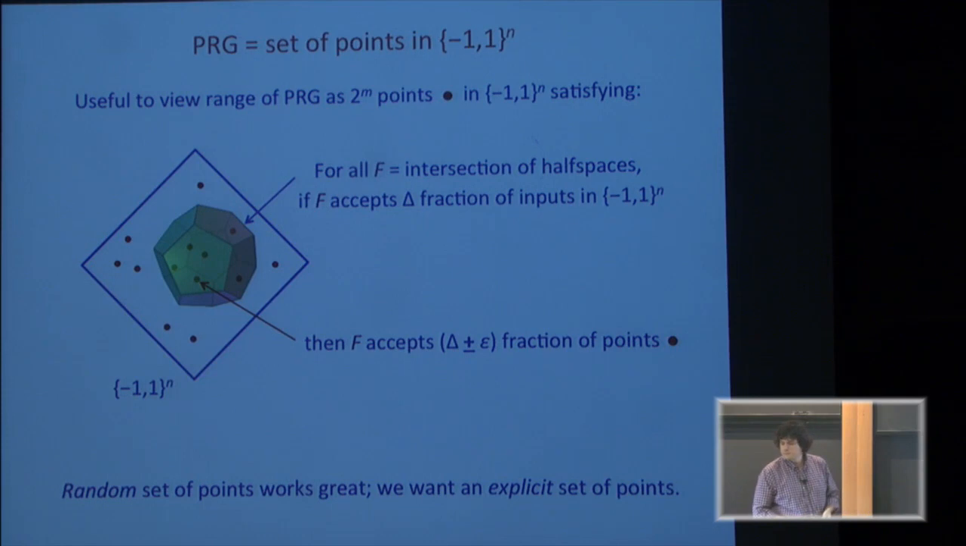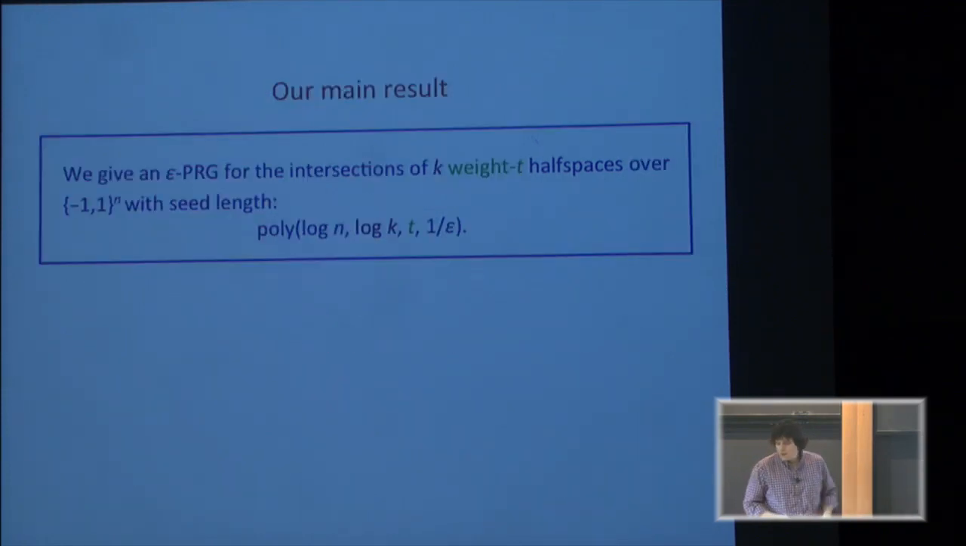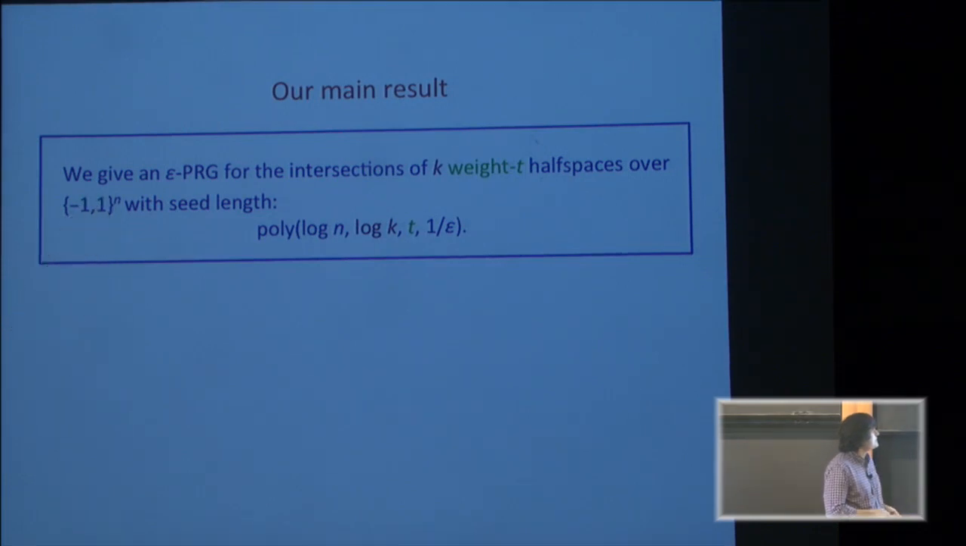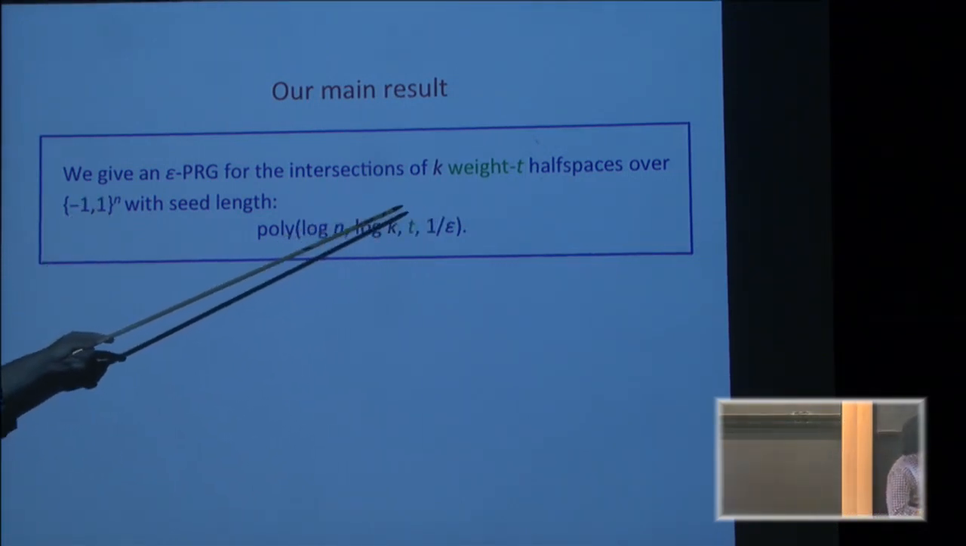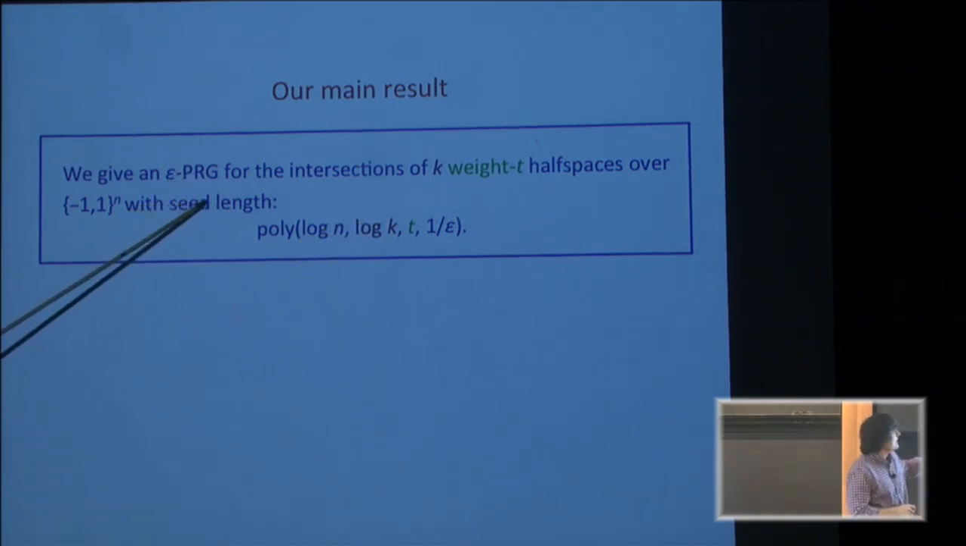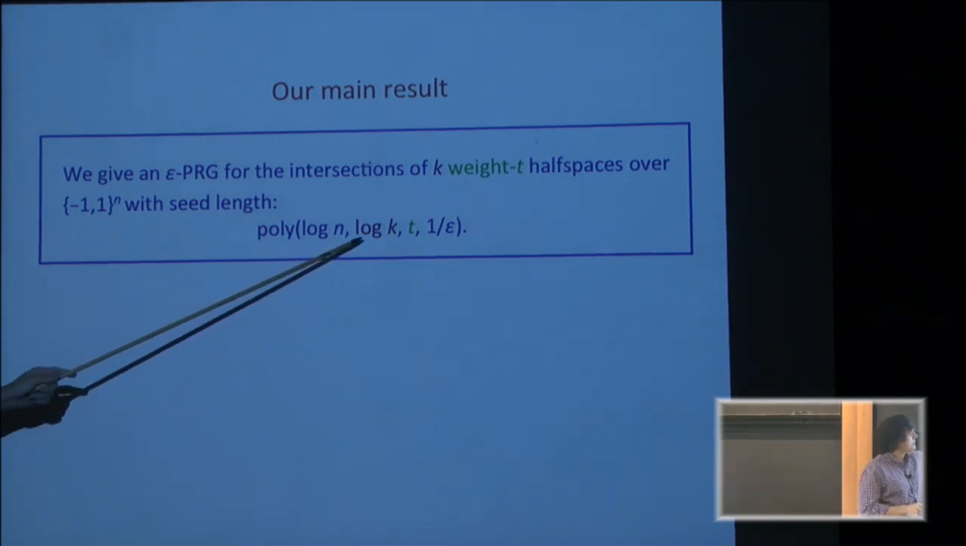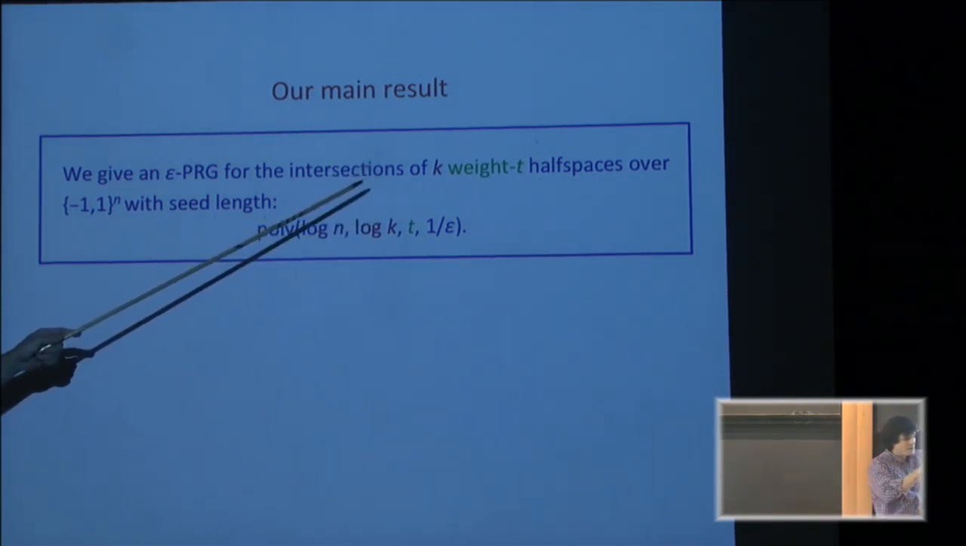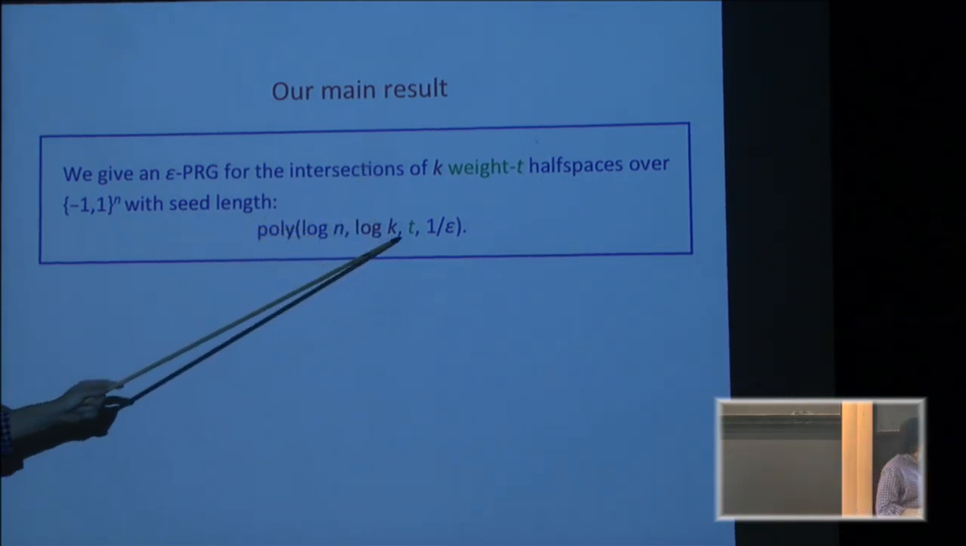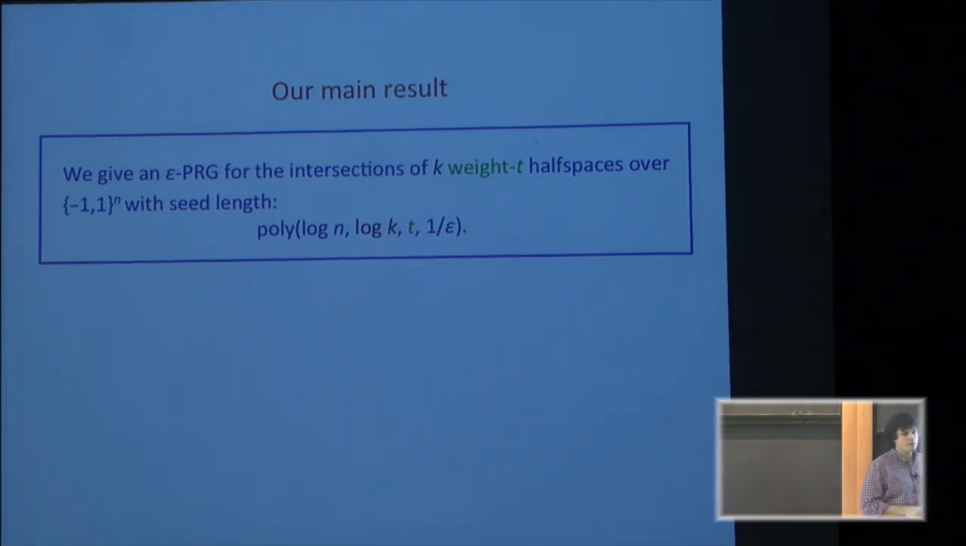Yeah. Okay. Good. So let me tell you our main result. Our main result is that we give an explicit pseudo-random generator if you want to fool intersections of k weight t half spaces to accuracy epsilon. The seed length we achieve is polynomial in log n, polynomial in log k, where k again is the number of faces of the half space, polynomial in t, and polynomial in 1 over epsilon.